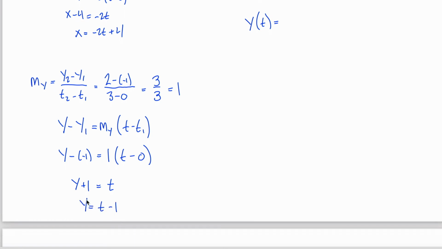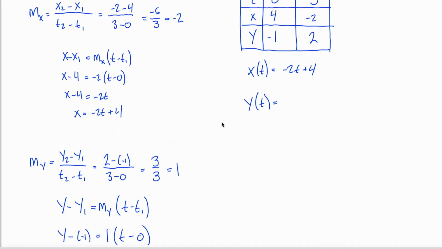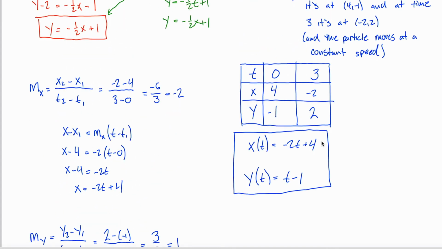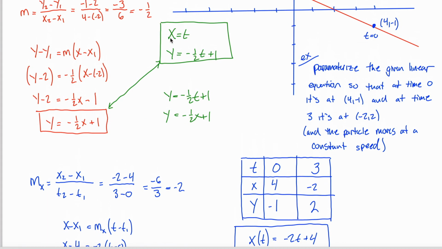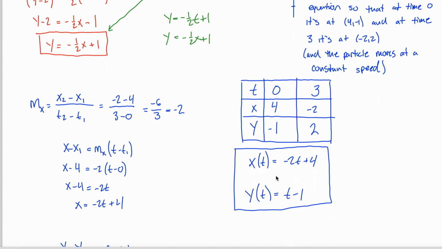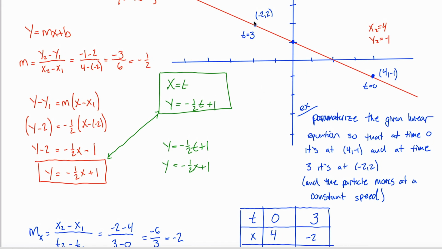What I've managed to do is express the value of y in terms of the variable t. I've parameterized my y coordinate. Y is just equal to t minus 1. This is a second parameterization of this curve given in this standard form. The green parameterization and the blue parameterization both represent the line graphed in red and this equation shown in red.